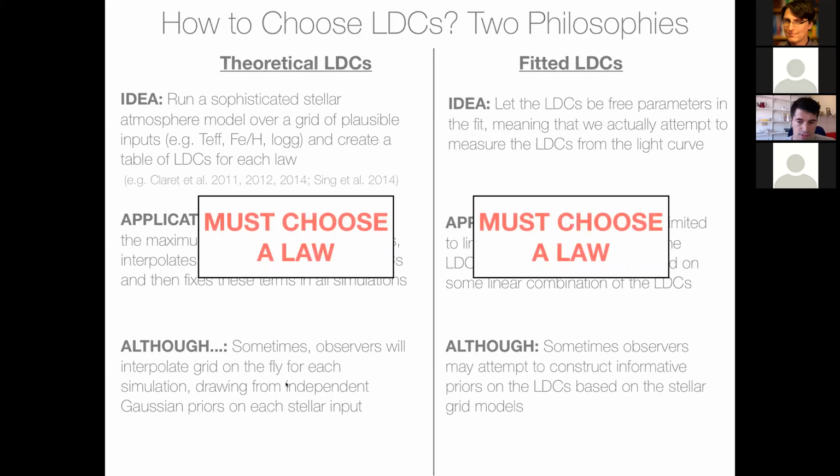In either case, it's important to note that you have to choose a law. You have to choose linear or quadratic or cubic or whatever you're doing. You have to choose one of them. You can't let it be like a model. The model is flipping every single time that you do an MCMC, or at least I've never seen anyone do that.